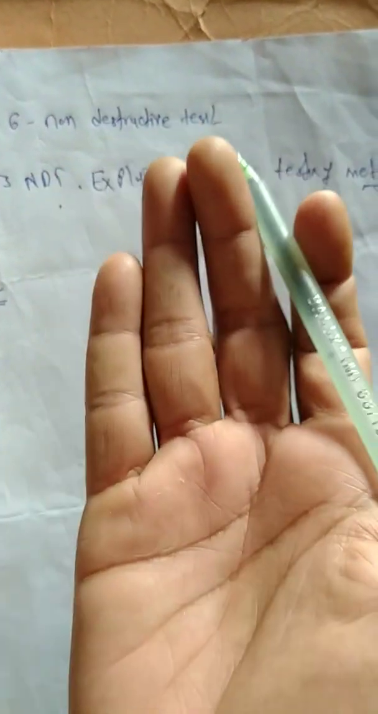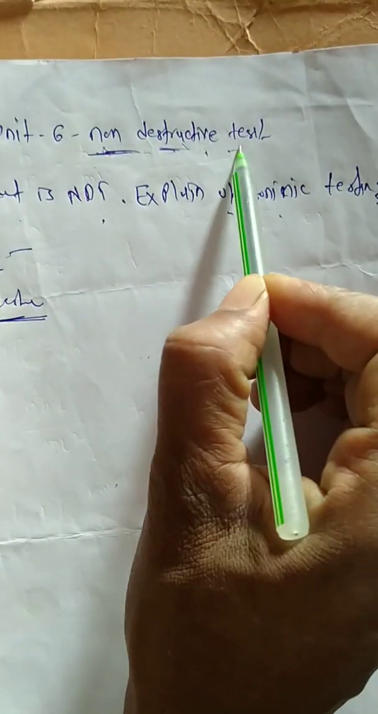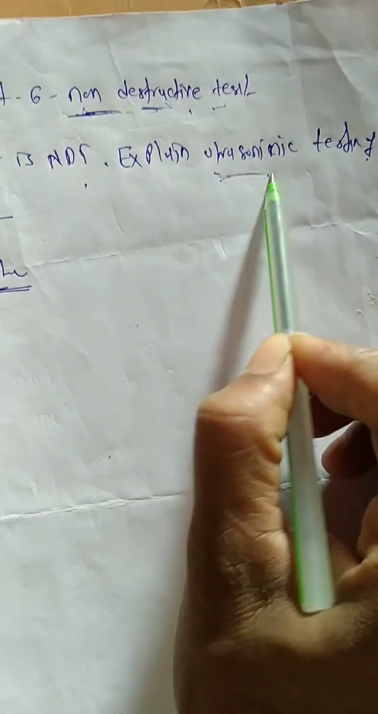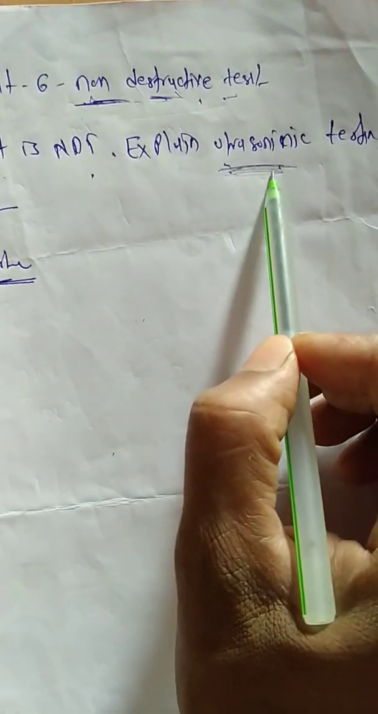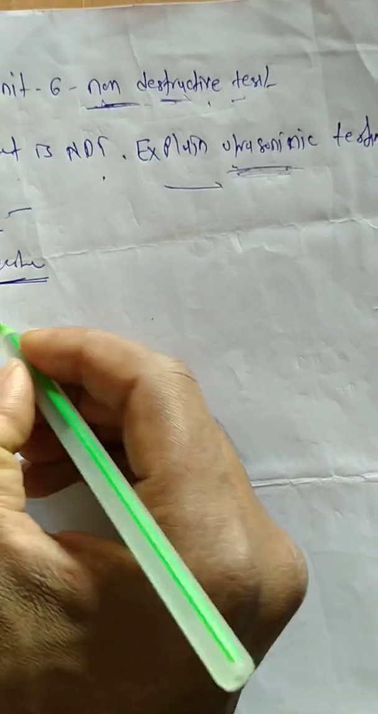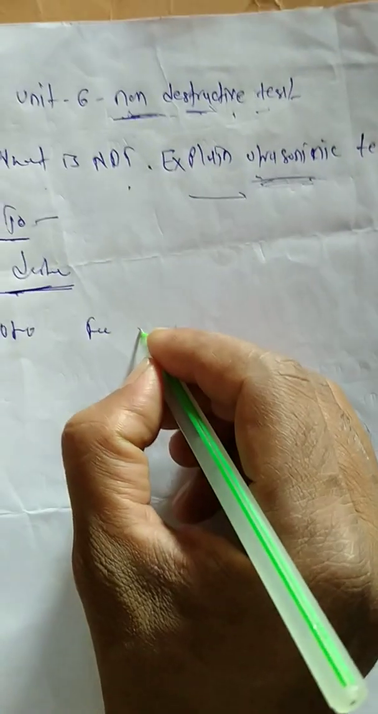So what is NDT? NDT is the non-destructive testing method. The name indicates it: non-destructive. Don't destruct the material to test the physical or chemical properties. Next, one of the non-destructive testing methods is the ultrasonic testing measurement. In this method, ultrasonic frequency will be used. Ultrasonic frequency means frequency more than 20 kilohertz.